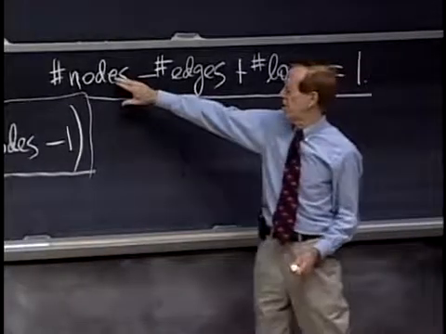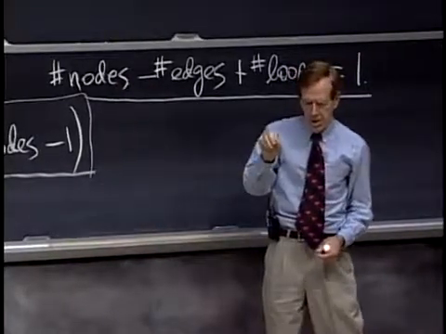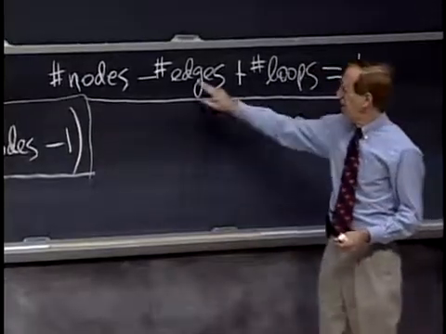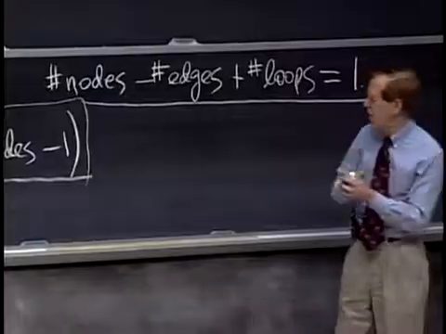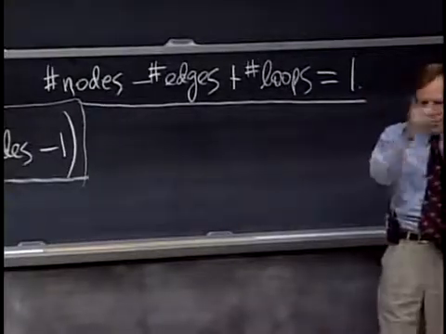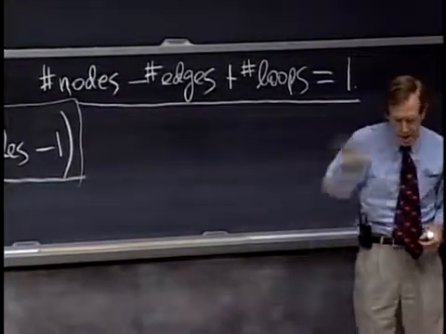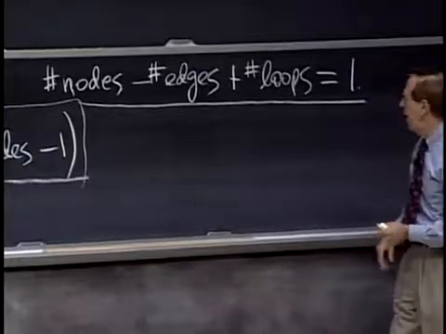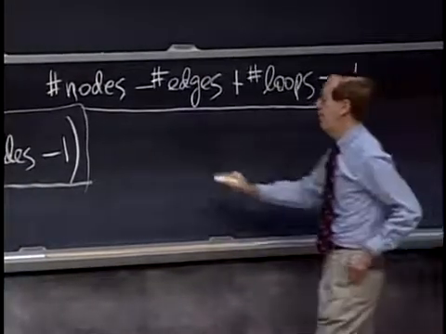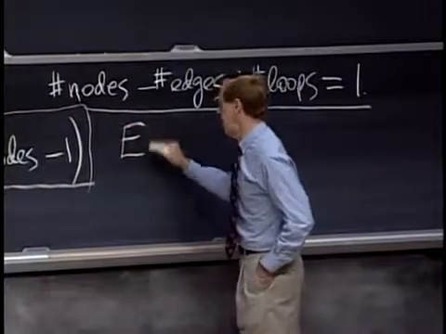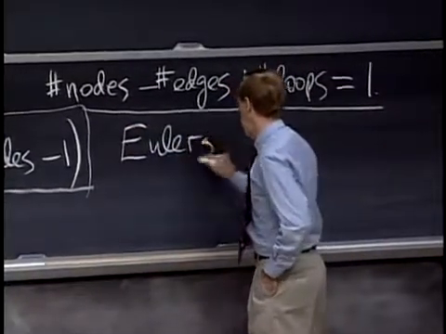These are like zero-dimensional guys. They're the points on the graph. The edges are like one-dimensional things. They connect nodes. The loops are like two-dimensional things. They have like an area. And this count works for every graph. And it's known as Euler's formula.